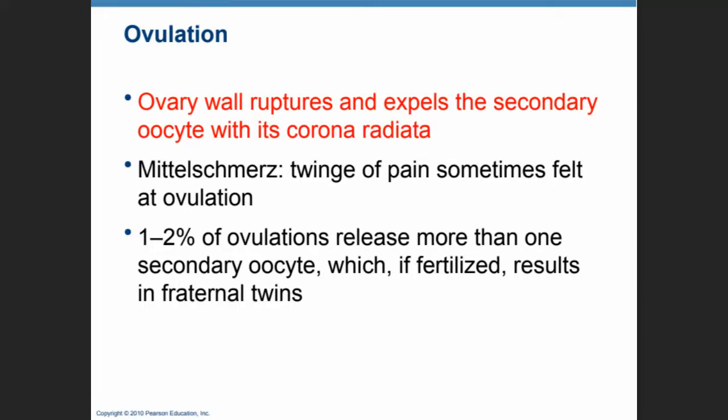1 to 2% of ovulations release more than one secondary oocyte. In other words, sometimes more than one of these follicles is released. More than one of these primordial follicles is stimulated and reaches completion, ovulating more than one oocyte. And if both of them are fertilized, then you can have fraternal twins. Identical twins happen when one oocyte, for unknown reasons, is fertilized and it splits into two different cells. That will be identical twins. Okay.